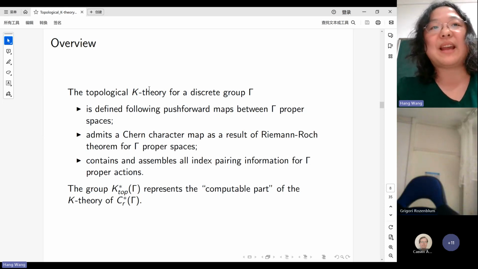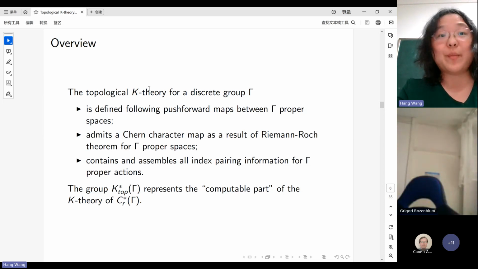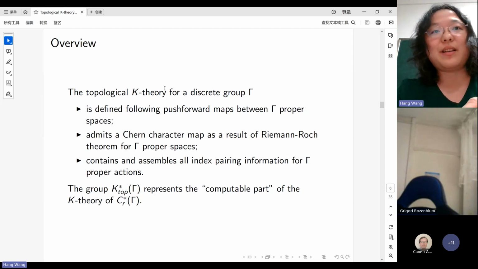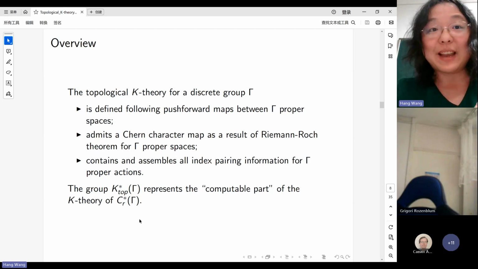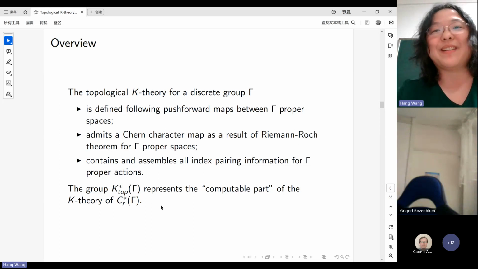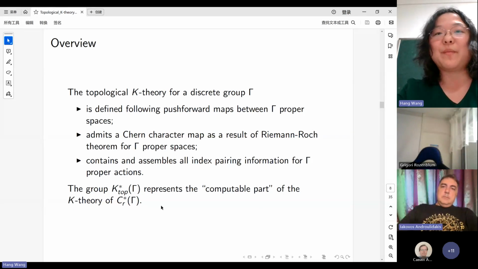and then we want to say that this topological K-theory for gamma admits a Chern character map, and that Chern character map is a result of Riemann-Roch theorems. And thirdly, I want to say that this whole construction assembles all index pairings for gamma proper actions. And lastly, I want to say that this topological K-theory is some object that represents the computable part of the K-theory of the reduced group C-star algebra.